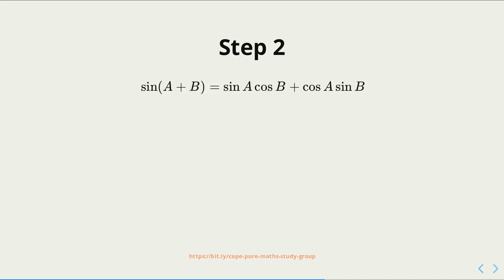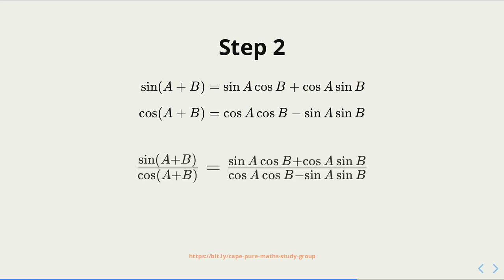Recall that sin(A + B) is equal to sin A cos B plus cos A sin B, and that cos(A + B) is equal to cos A cos B minus sin A sin B. Hence, sin(A + B) over cos(A + B) is equal to (sin A cos B + cos A sin B) over (cos A cos B - sin A sin B). But what do we do now?